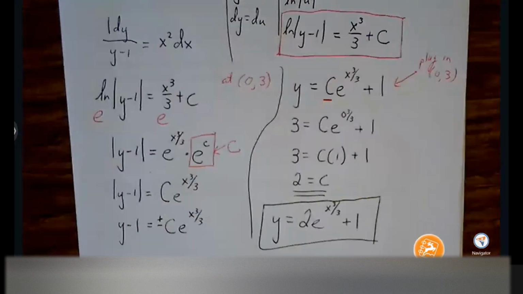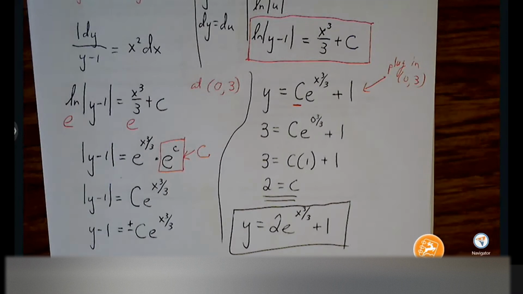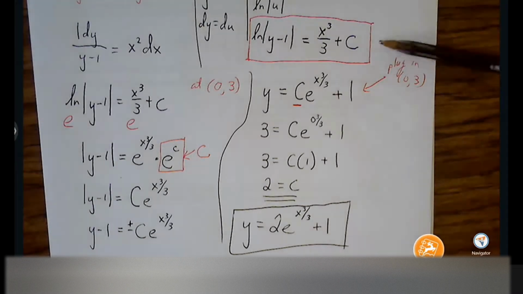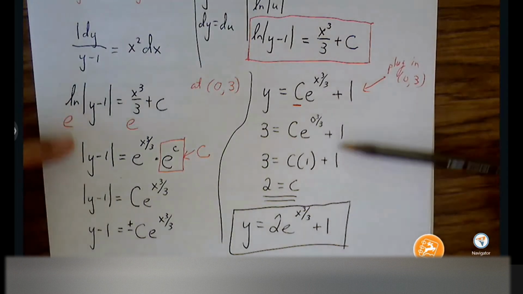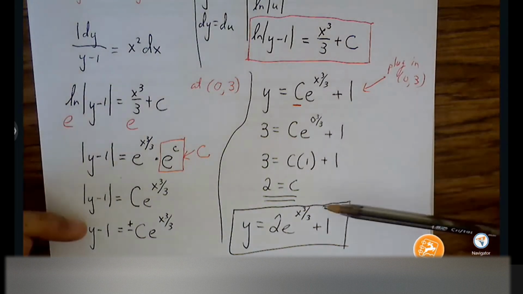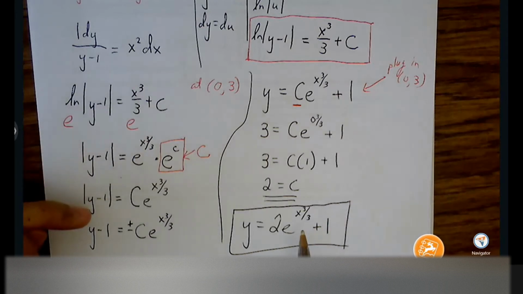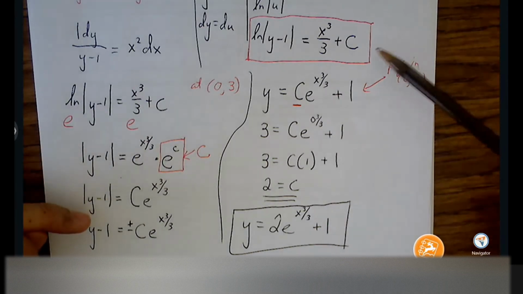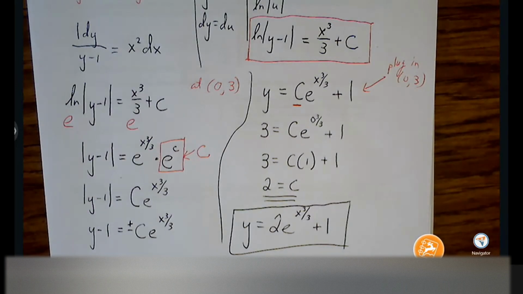Okay, there's our specific equation. But priority, right? This is what I'm really after. This is nice, but if you mess up here, you won't lose a lot of points. And even if you do, I'm going to look for ways to give you partial credit. So this is what's most important. Okay, questions?